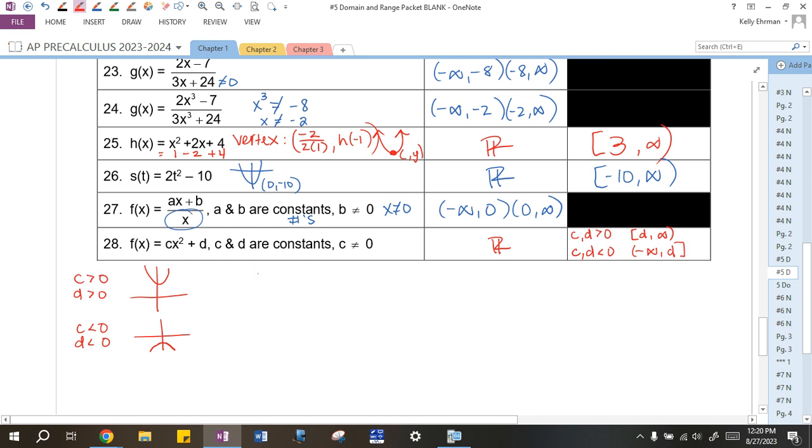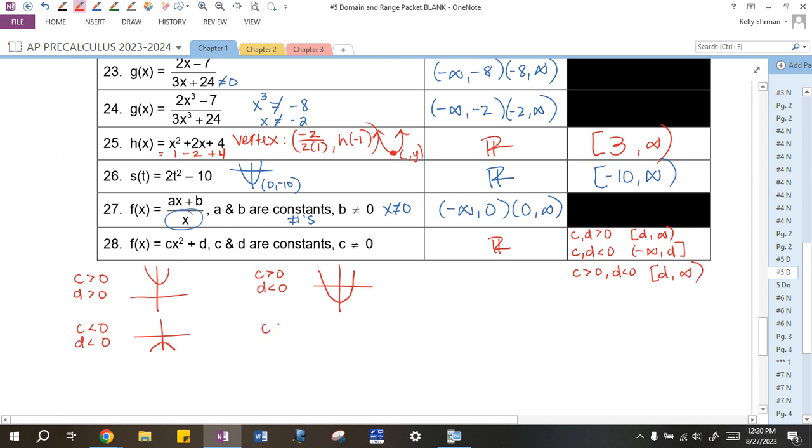What if we get a combo though? What if C is greater than 0, D is less than 0? What does that look like? The parabola opens up, but the whole graph has been shifted down. So if C is greater than 0 and D is less than 0, the graph starts at D and goes up to infinity.